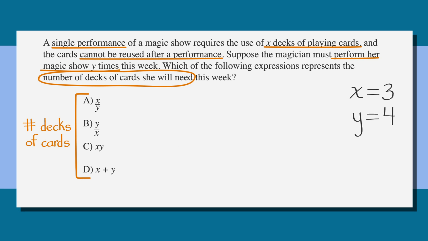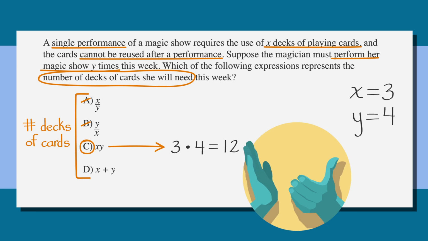Let's go to the answer choices. Plug in 3 for X and 4 for Y, and see which one equals 12. Answer choice A gives us 3 over 4, and that's not what we're looking for. Answer choice B becomes 4 over 3, so we can cross that off as well. Answer choice C, X times Y, becomes 3 times 4, which is 12. The answer is going to be C.